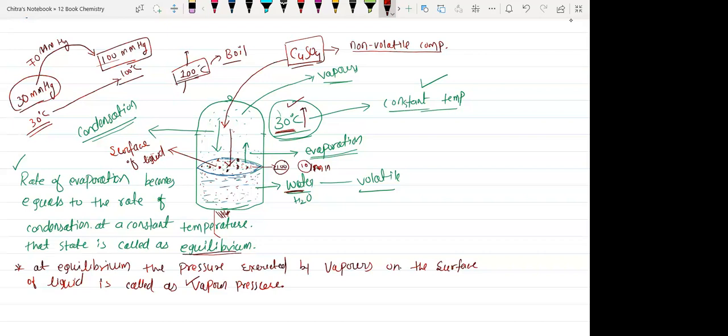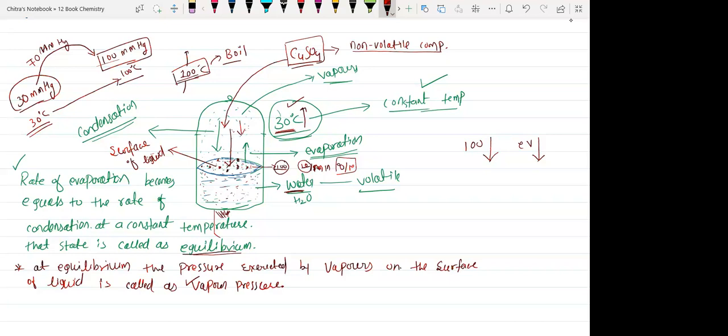Due to the decrease in the number of particles of the volatile solvent on the surface, the rate of evaporation is also going to decrease. We had taken a rate of evaporation of 10 particles per minute; now it will decrease, say to 8 particles per minute. Due to the decrease in the rate of evaporation, the number of vapors in the container also decreases, so obviously the vapor pressure is also going to decrease, right?